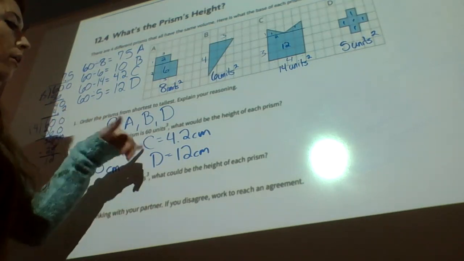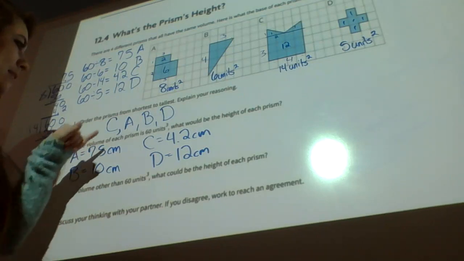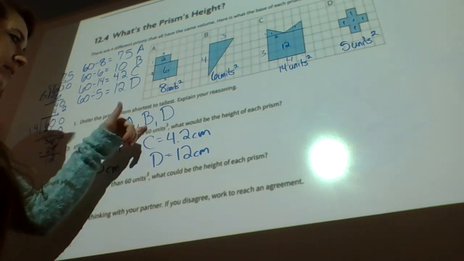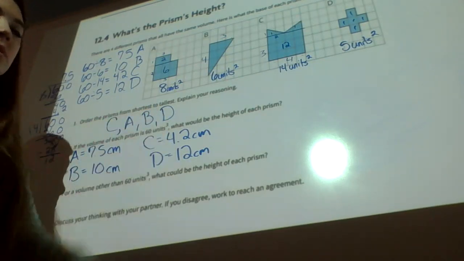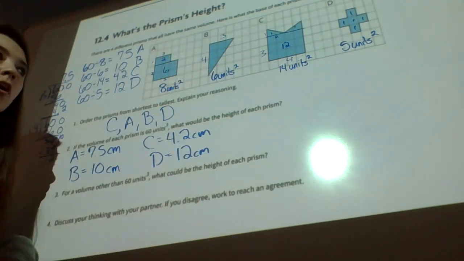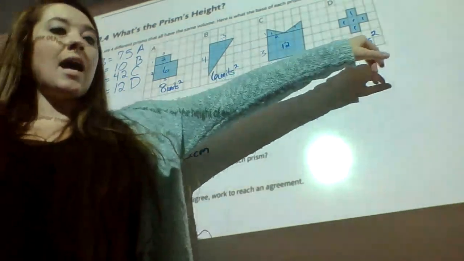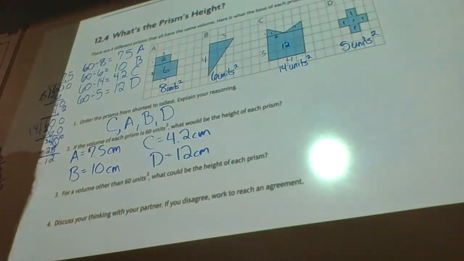So, notice though, C is 4.2, so it would be the shortest. A is 7.5, so it'd be next. B was 10, and then D was 12. So our last one, our D, did have the largest height of all of these because it had the smallest base area, so it has to be the biggest.